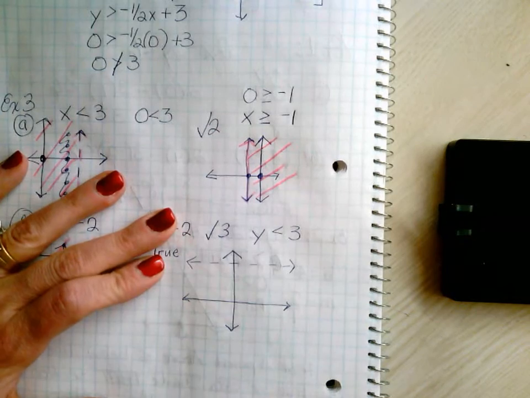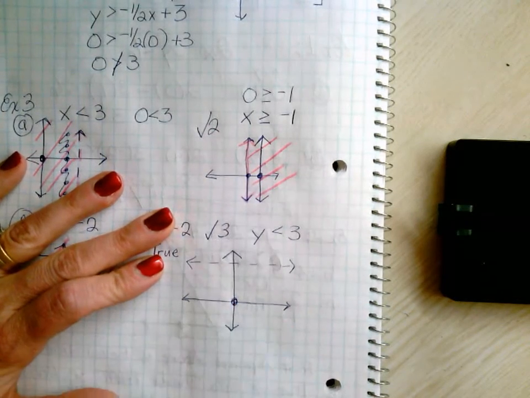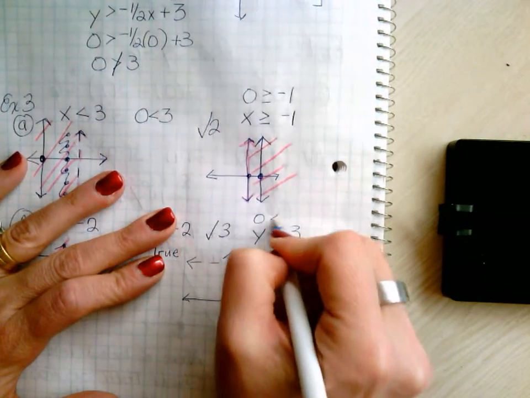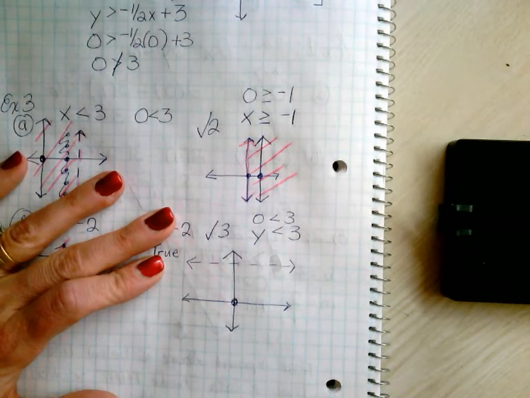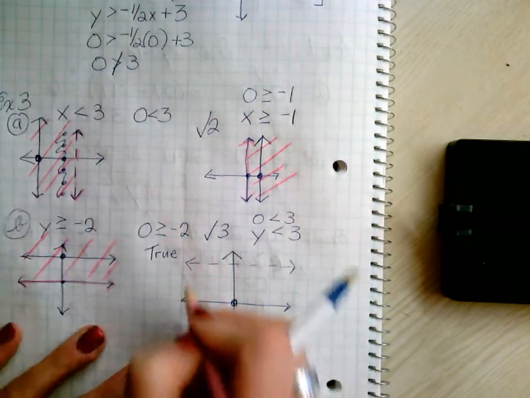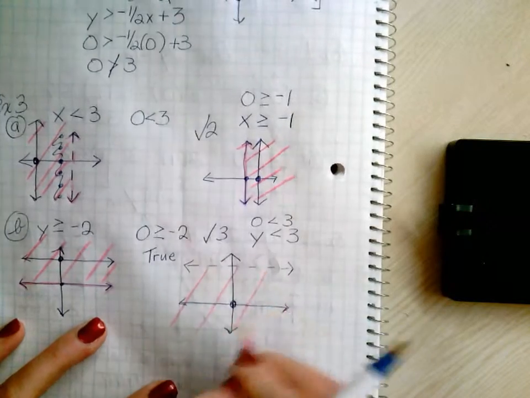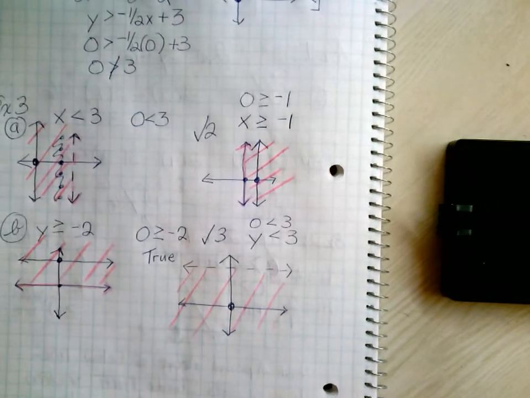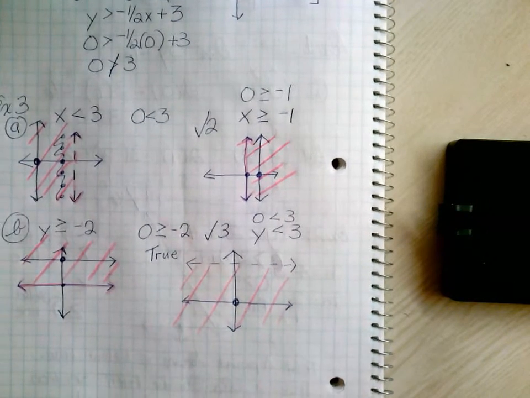than the line. Let's test 0, 0. This is pretty obvious. 0 is less than 3. 0 is indeed less than 3. Shade the item below, because that tells you that the rest of the solution set goes this way. Okay? Moving on to example 4.